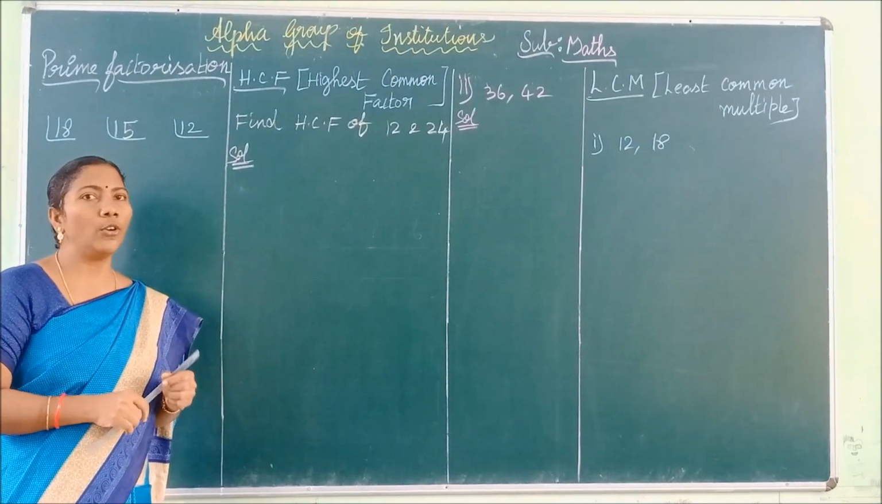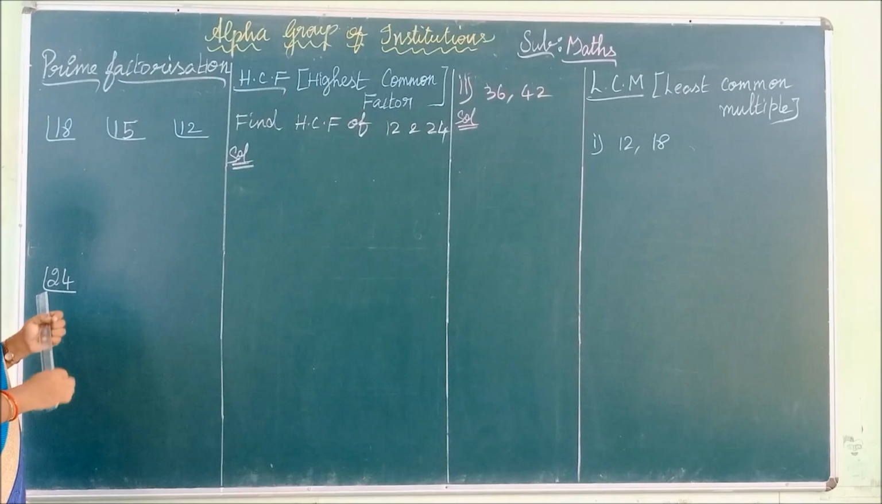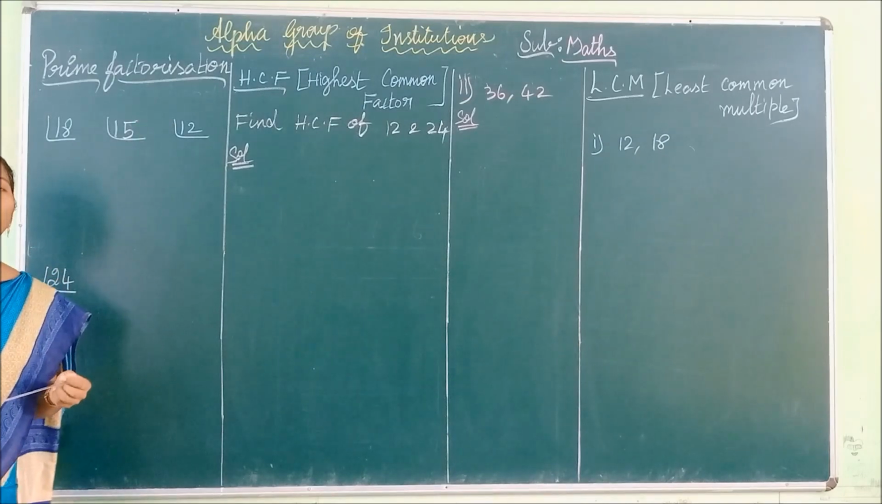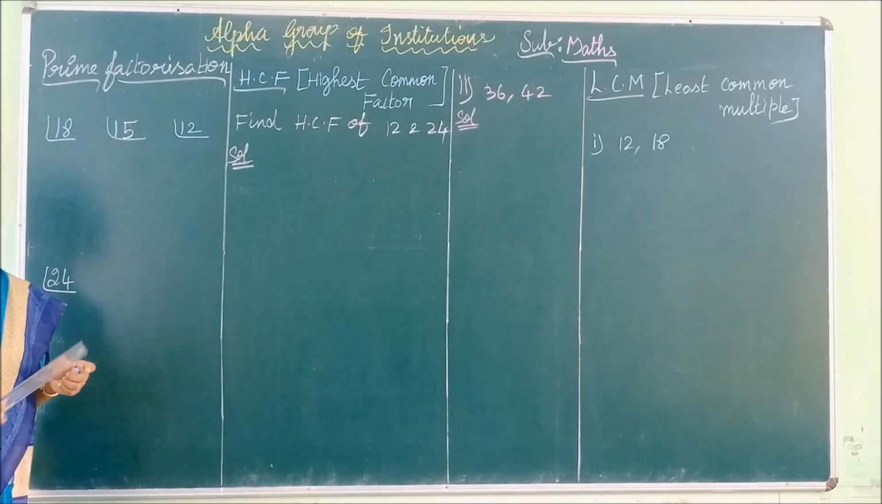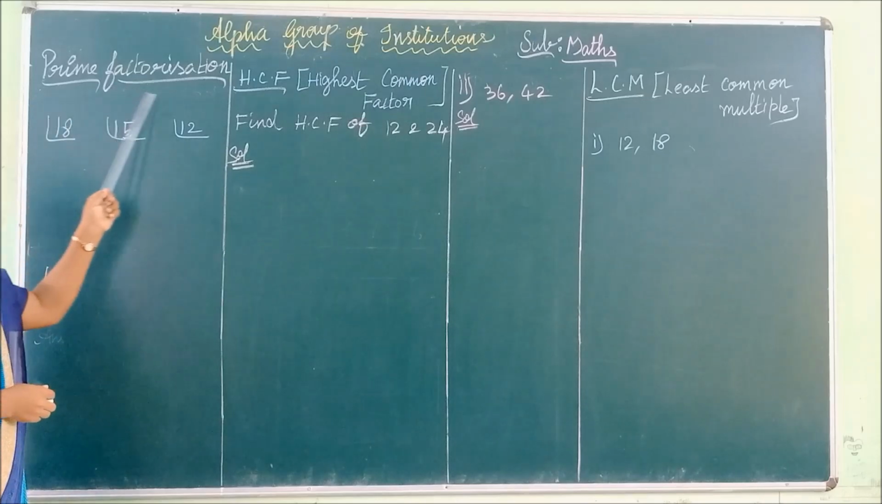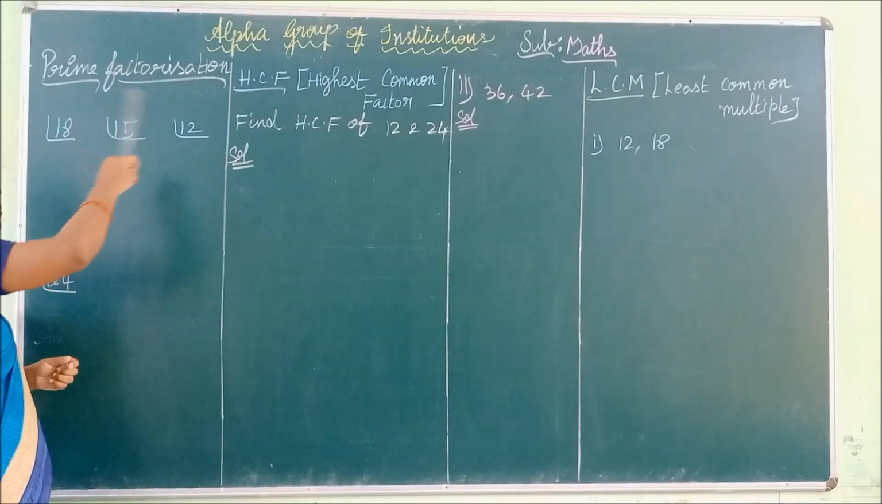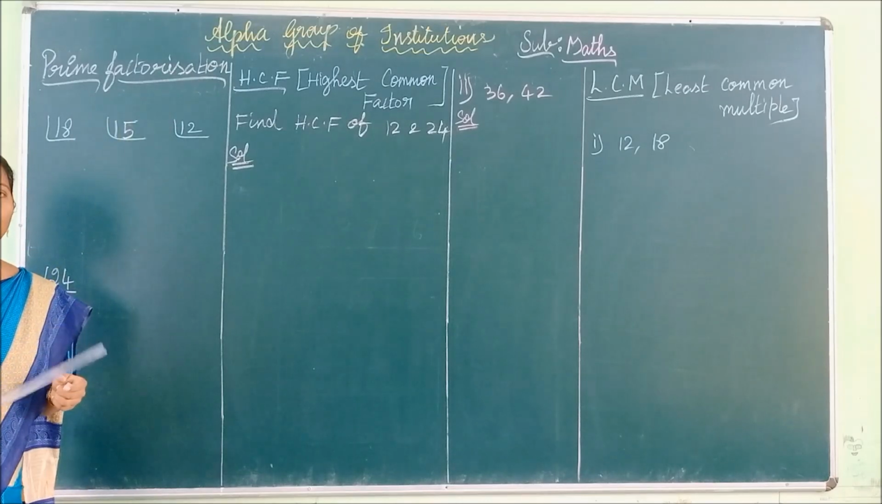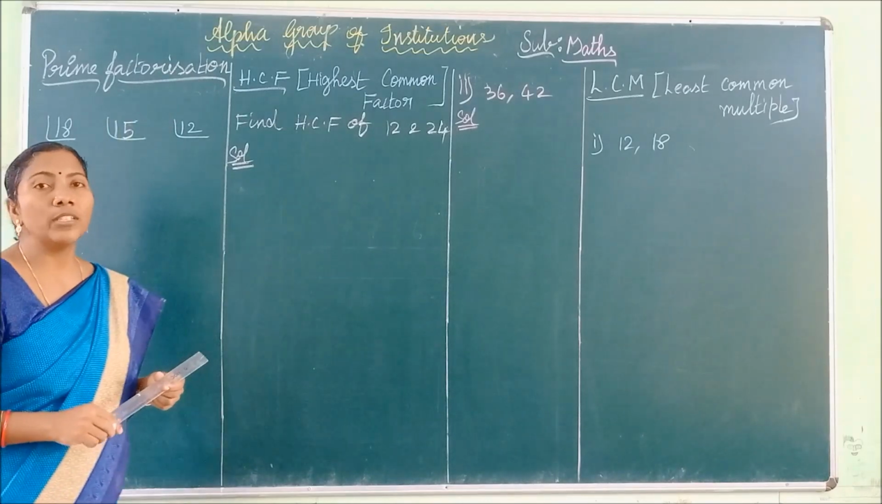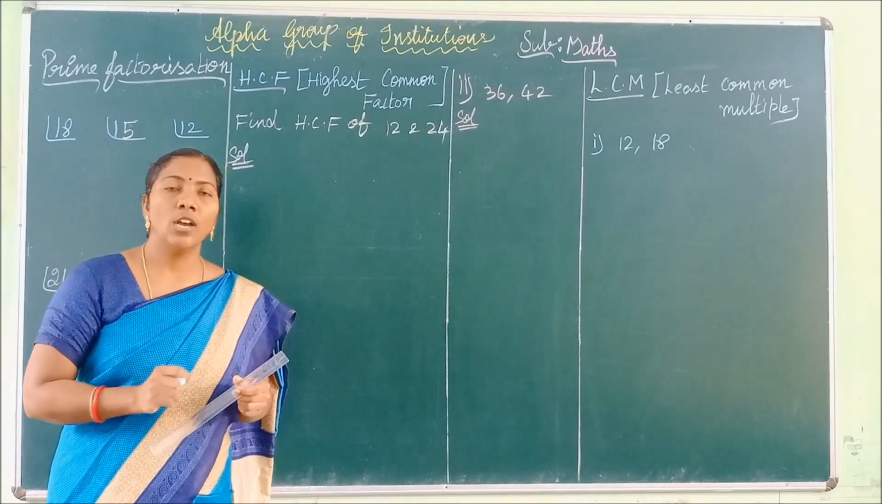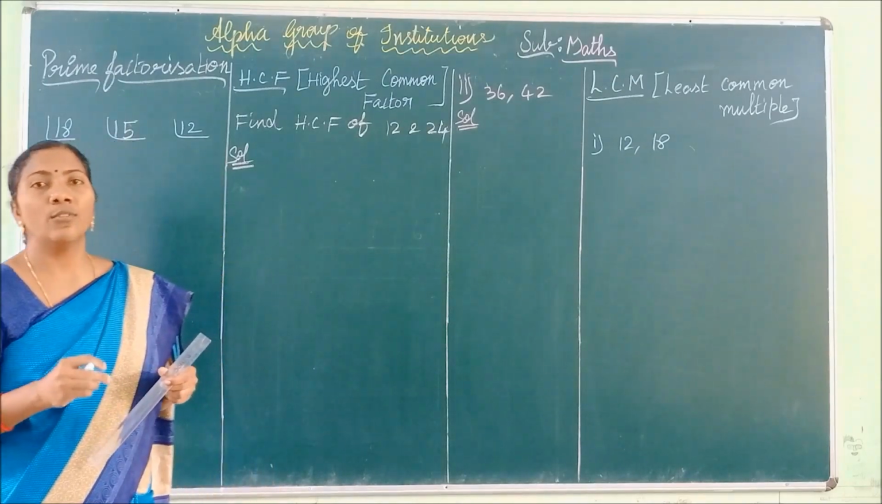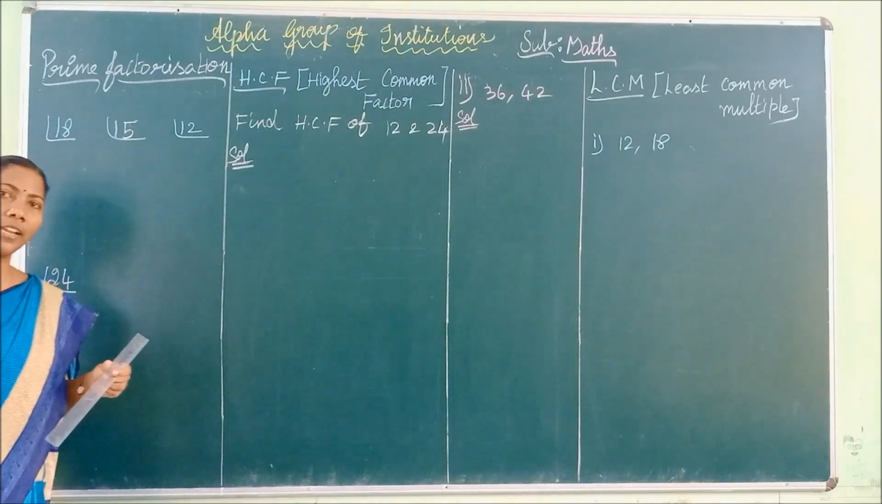Next, children, we are going to see an important concept, prime factorization. What is meant by prime factorization? We have to find the prime factors of the given number. This process is said to be prime factorization. In the process of prime factorization, you must use prime numbers. What are the prime numbers? 2, 3, 5, 7, 11, 13, 17, 19, etc.